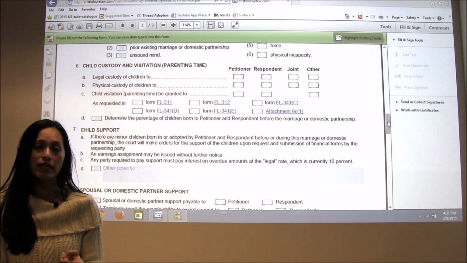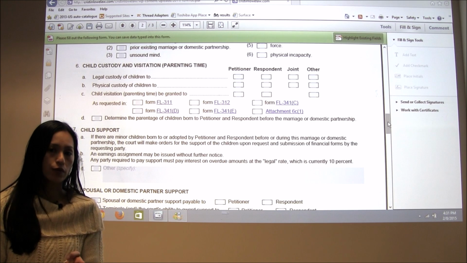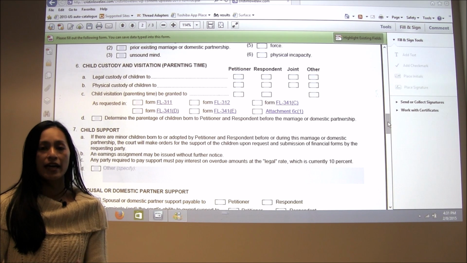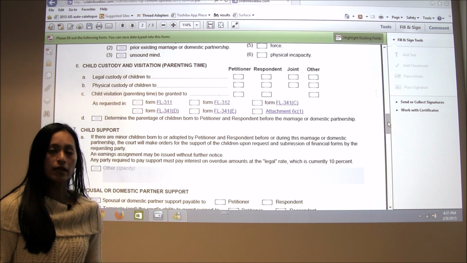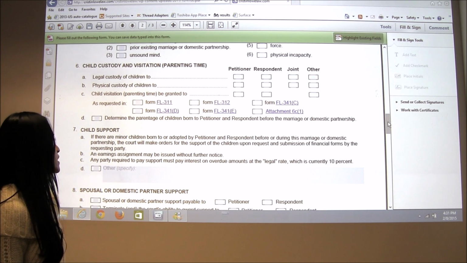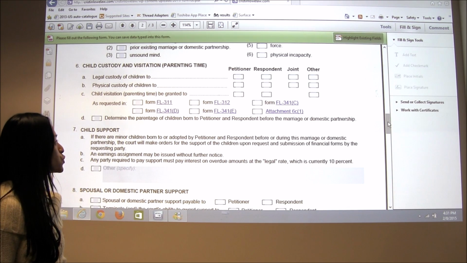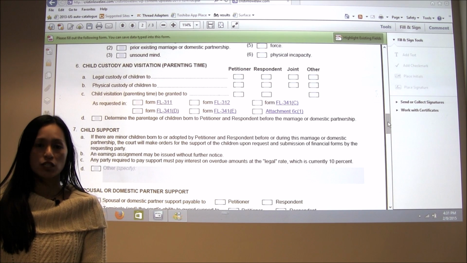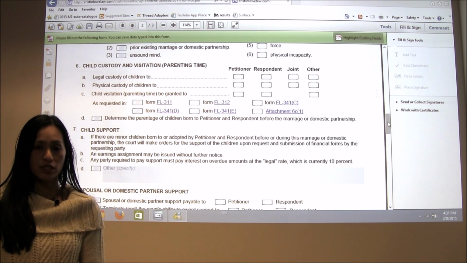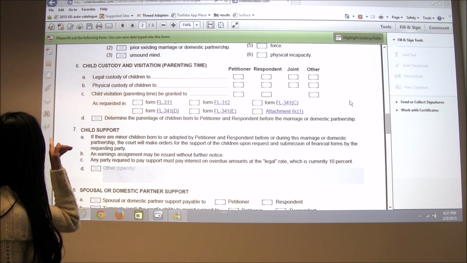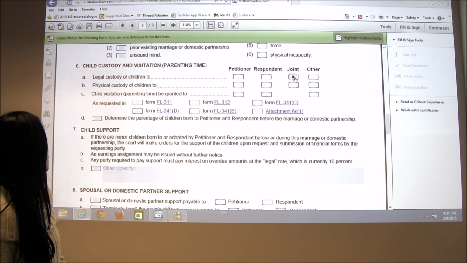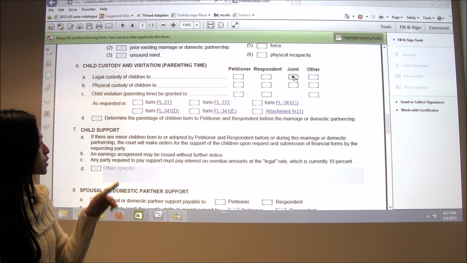Medical decisions, where do they go to school, childcare, extracurricular activities, the day-to-day kind of parenting decisions that you would think about making. And in this case, John is going to ask for joint legal custody, meaning he would like to share the decision-making with Jane. So we're going to check the box 6A, and under joint. Physical custody, we're also going to check the box joint.